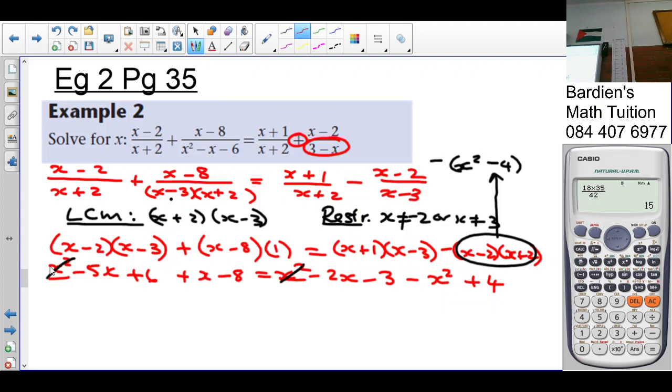We bring this x squared over, it becomes positive x squared. Then we have minus 5x plus 1 is minus 4x. That becomes plus 2x now. So it's minus 4x plus 2x is negative 2x. 6 minus 8 is negative 2. Plus 3 is 1. Minus 4 is negative 3. You all got that?